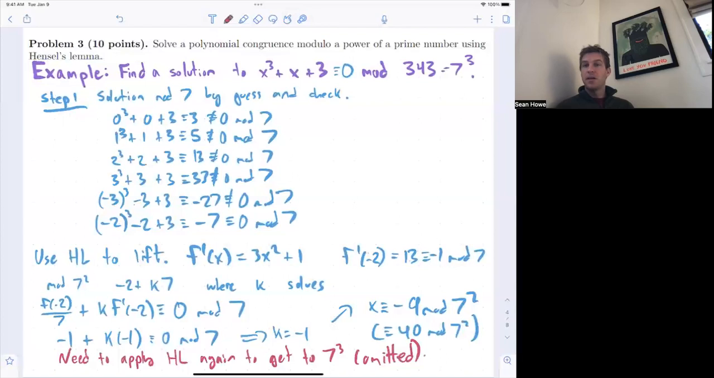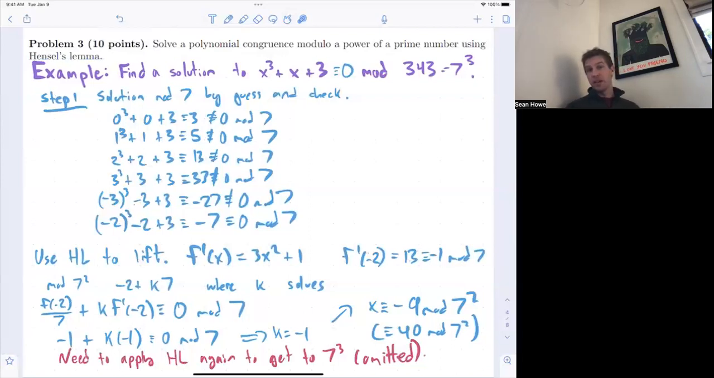If the derivative is 0 mod 7, it's not that there's no solution, it's that Hensel's lemma doesn't apply. Someone asked if the derivative had been 0 mod 7, then is there no solution? That's not the case. The equation may still have a root mod 7, or mod 7 squared, or mod 7 cubed. We saw a few examples of this, if you go back and look in the slides when we first talked about this kind of problem.